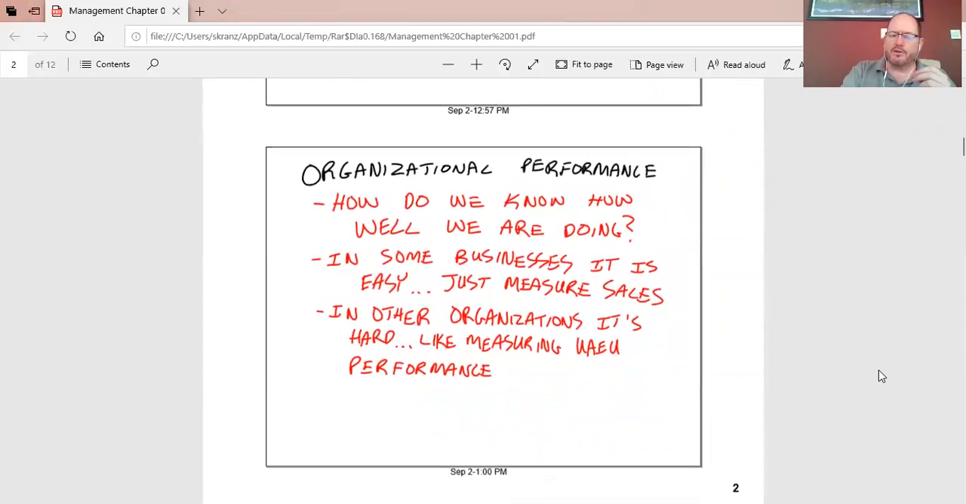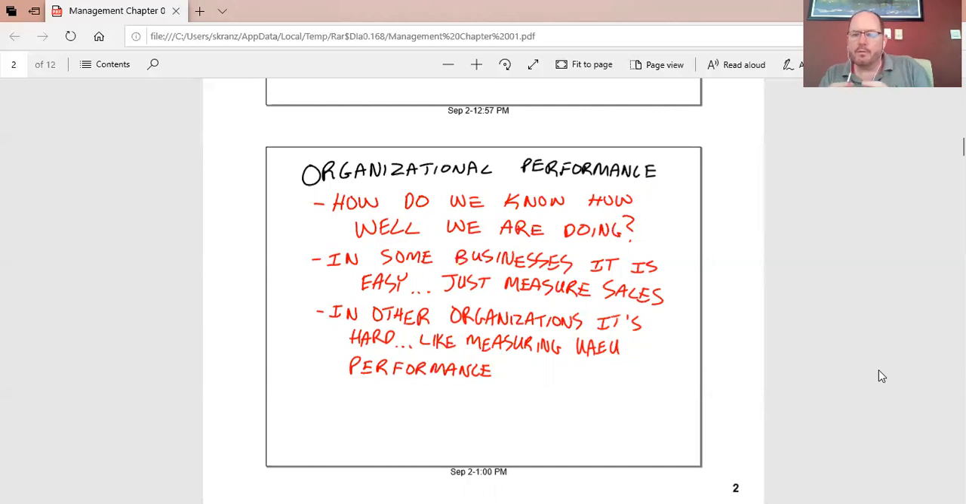Companies want to measure organizational performance. What they're doing when they do that is they are asking, how do we know how well we are doing? UAU wants to know how well it is doing as a university. Every company wants to know. In some businesses, it's just easy to know how well they're doing. You measure sales. If sales are high, that's great. If sales are low, it's not good. In other organizations, it's harder.